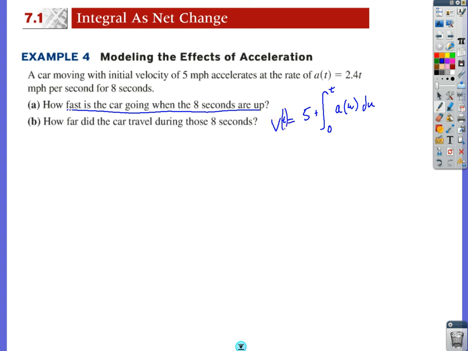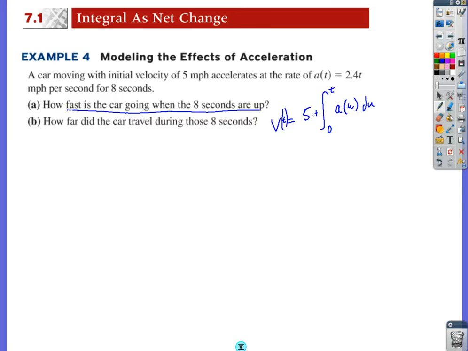We got to make sure this makes sense. So t is going to be measured in seconds, and they say this acceleration is miles per hour per second. So if we have miles per hour per second times seconds, that will give us miles per hour added to the miles per hour that we already have here. So we will end up with miles per hour, which is what we're looking for. So let's go ahead and do that.